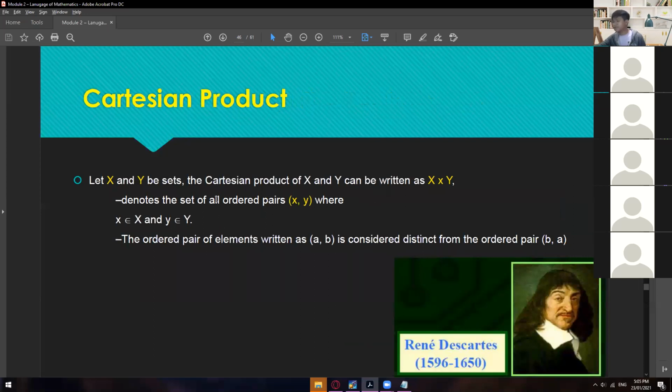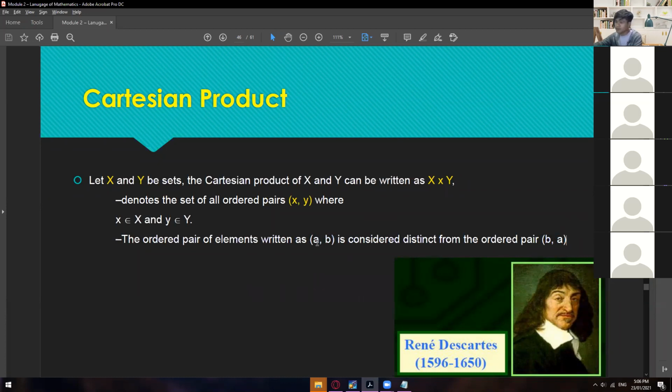All right, so we have here Cartesian product, okay? So in Cartesian product, it's just simply the multiplication of this ordered pair to this ordered pair, okay? So for example, let X and Y be sets. So the Cartesian product of X and Y can be written as X times Y. So it denotes the set of all ordered pairs (x, y), where x is an element of X, and then y is an element of Y. And then just take note that the ordered pair of elements written as (a, b) is considered distinct from the ordered pair (b, a), meaning this (a, b) is not equal or not the same with (b, a).